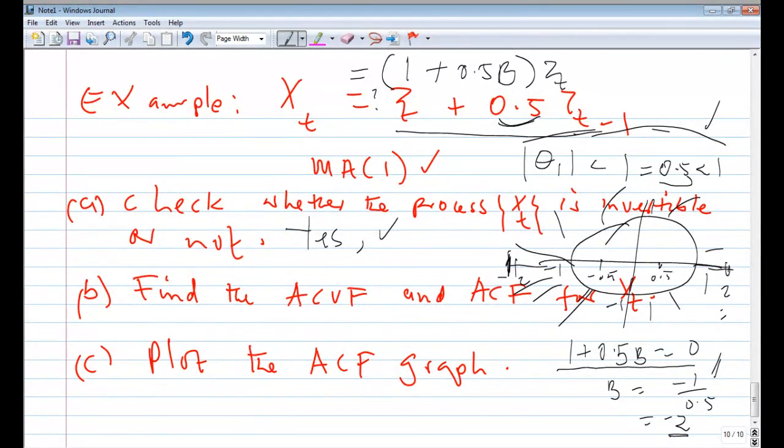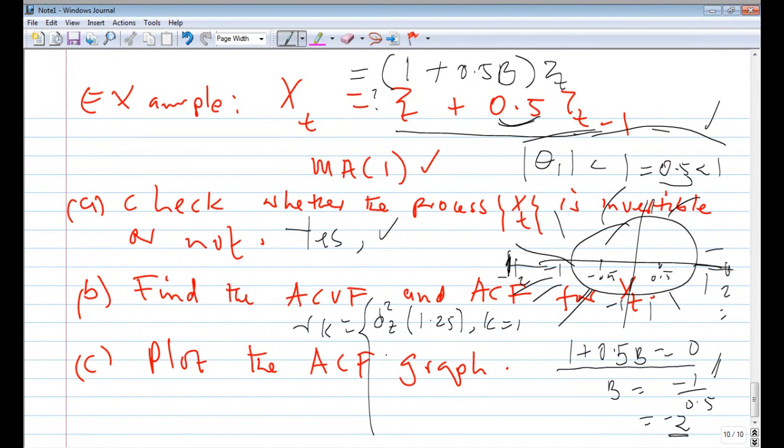Now you're done with the autocovariances. What are the values now? The autocovariance function is given by sigma squared z times (1 plus 0.25) for k equals 0. For k equals 1 it is 0.5 sigma squared z. For k greater than 1 it is 0. The autocorrelation function is given by 1 for k equals 0, 0.5 for k equals 1, and 0 for k greater than 1.